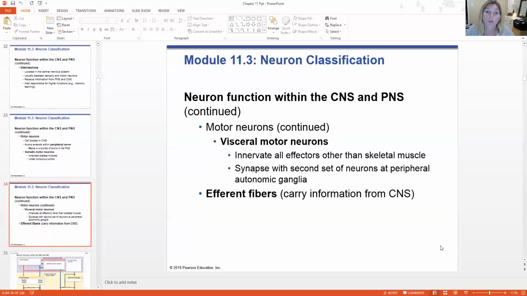You also have visceral motor neurons. These visceral motor neurons are going into all the effectors other than our skeletal muscles. This is our glands, this is our heart, this is our digestive system, the adipose tissue, anything else that needs some type of input is all being done through this visceral motor control. They're carried through efferent fibers. Efferent are exiting the central nervous system. So you have afferent arriving, efferent exiting, and all of the afferent is sensory, all of the efferent is motor.